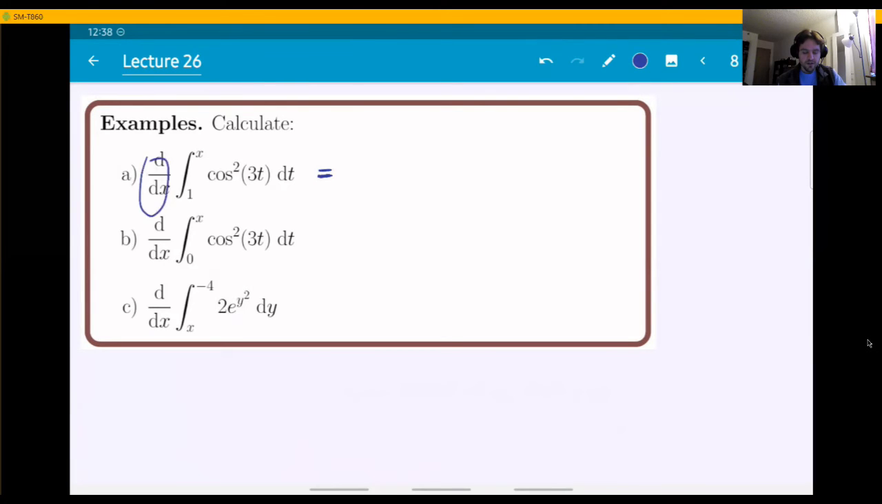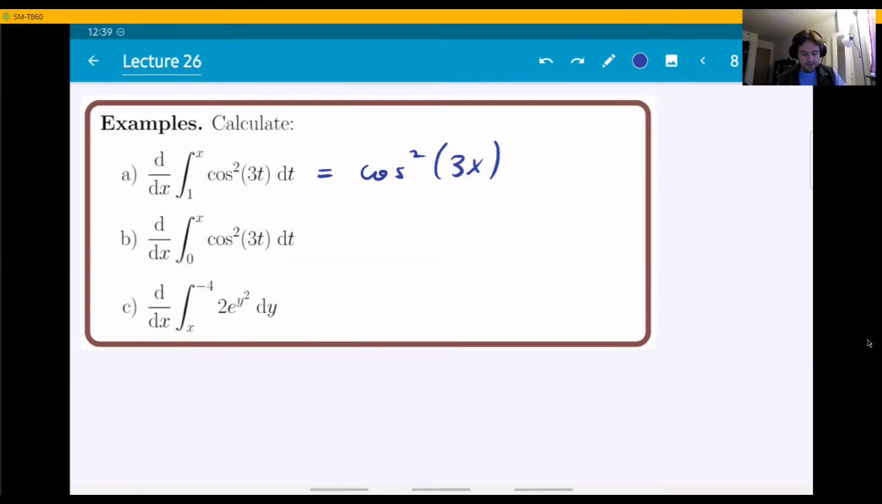You're taking an x derivative of this particular expression. This expression is exactly the area function because you have an x upstairs and just a number downstairs. And what is the function that you're taking an area of? It's the cosine square of 3t. The derivative of the area function gives you that function at the location where you're taking the derivative, at this x in this case. So that's it. The derivative of this function is cosine square of 3x.